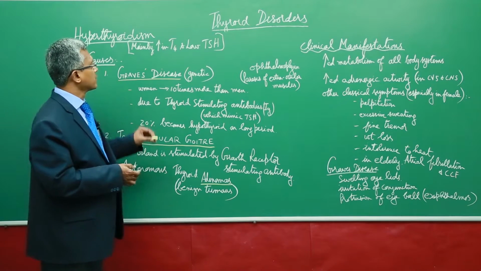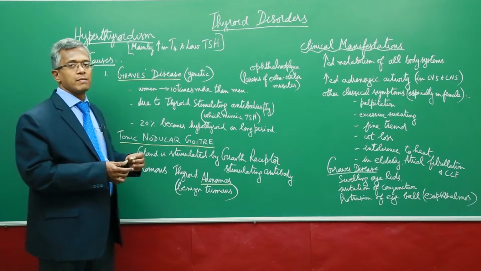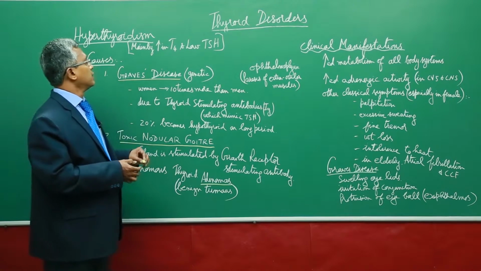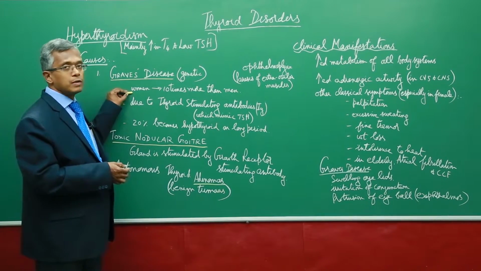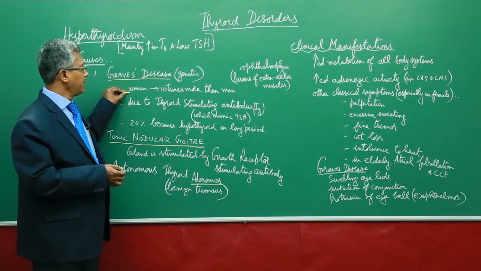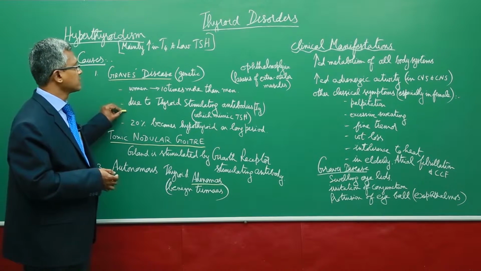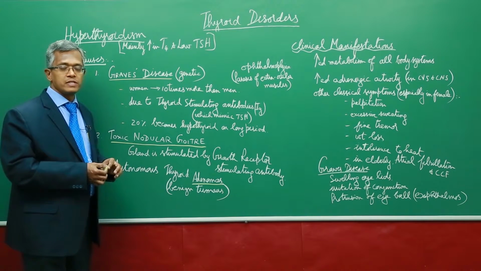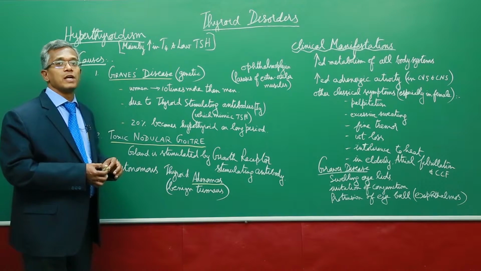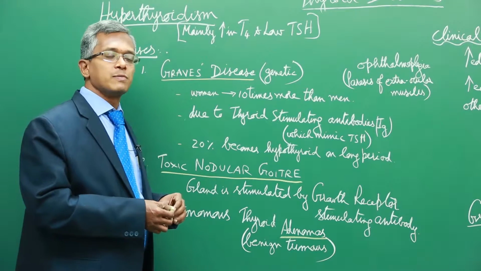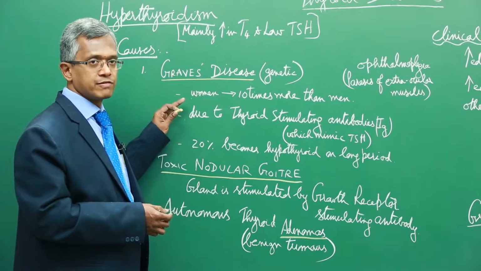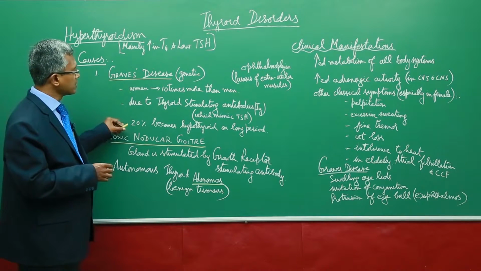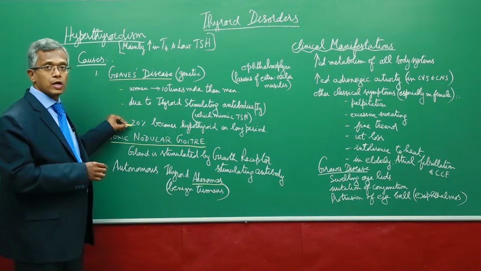Number one is Graves' disease. It is a familial disease or genetic disorder where women get affected 10 times more than men. This Graves' disease is because of the thyroid stimulating antibody, which is similar to thyroid stimulating hormone. If these patients are monitored for a long period of time, they become hypothyroid. It is reported that 20% of the patients become hypothyroid in the long term.